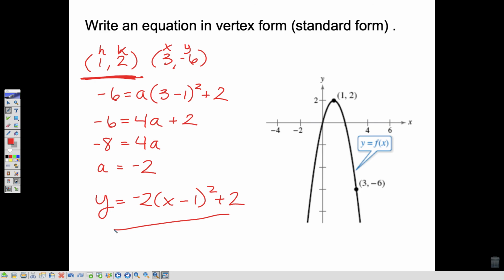I just solved the equation just like we did in 8th grade math, Algebra 1, Geometry, Algebra 2. Just solved the same equation we've been solving for several years.